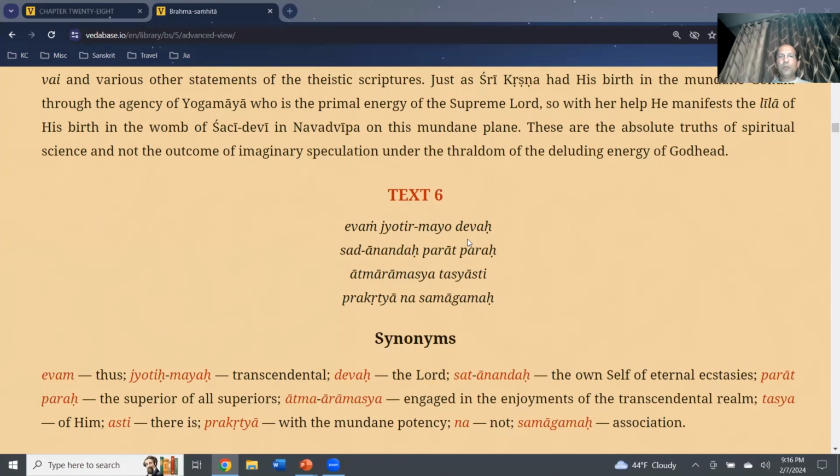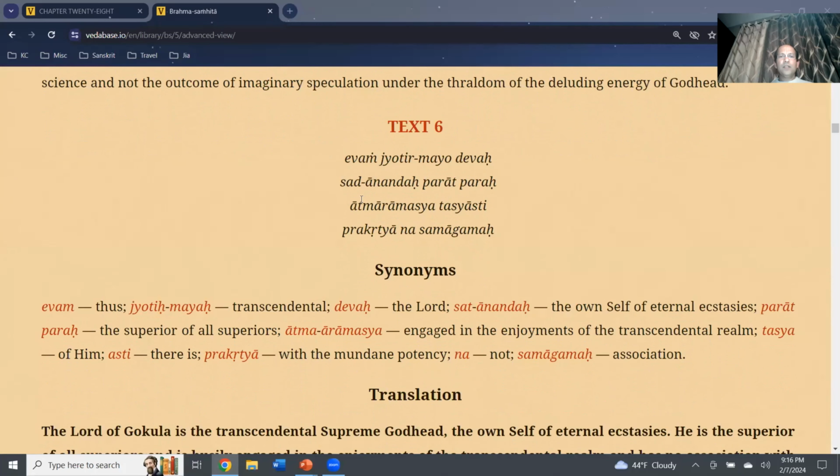Brahma jyotir-mayo devaḥ, sad-ānandaḥ parāt paraḥ, ātmārāmasya tasyāsti prakṛtyā na samāgamaḥ.